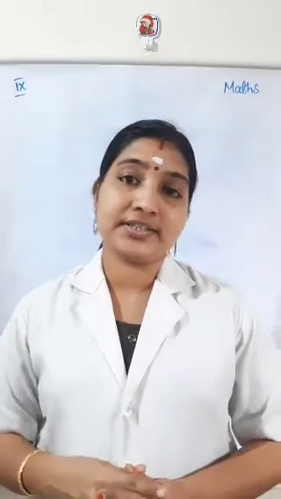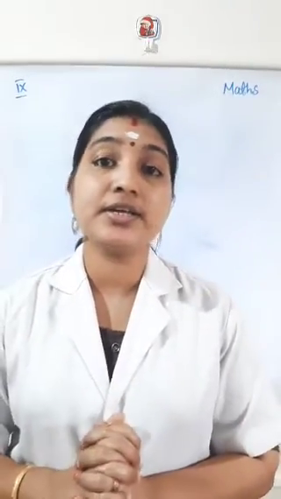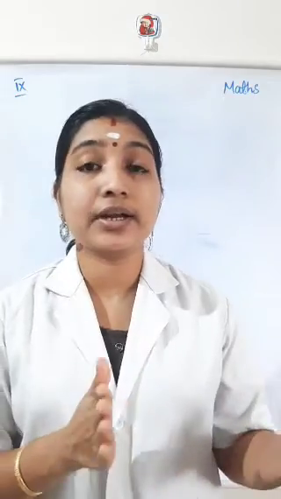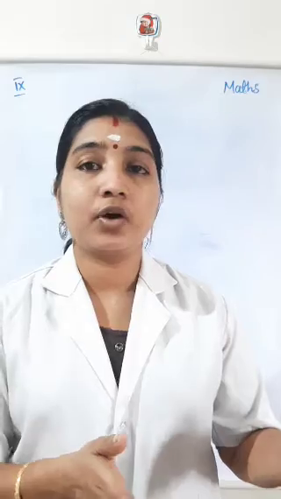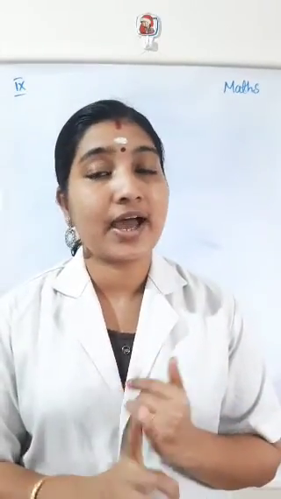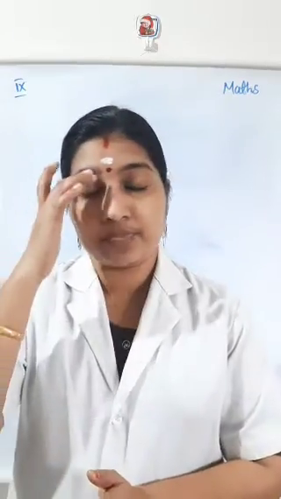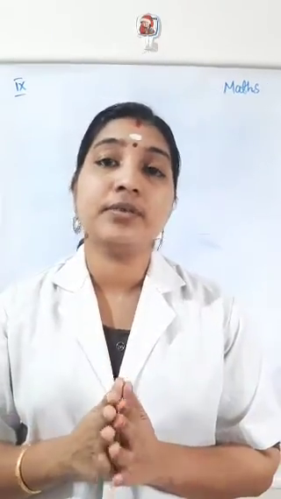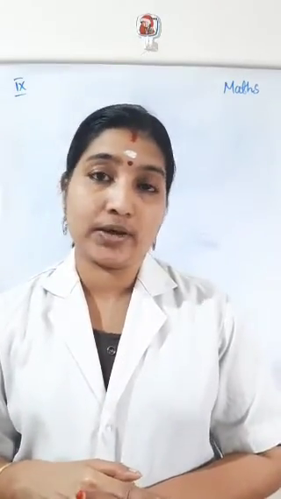We have been discussing the chapter triangles. In the previous class, we discussed some criteria of congruent triangles. We have already discussed the SAS criteria and ASA criteria for congruent triangles. In congruent triangles, the corresponding sides and corresponding angles are equal.